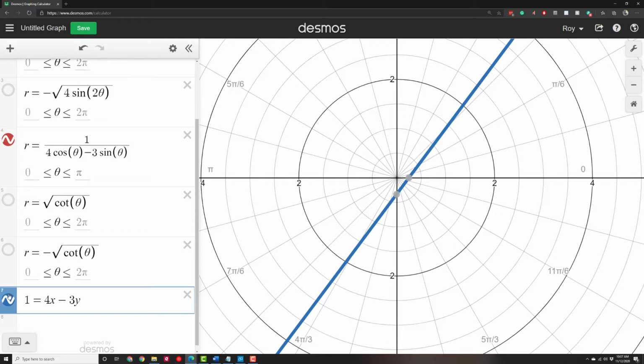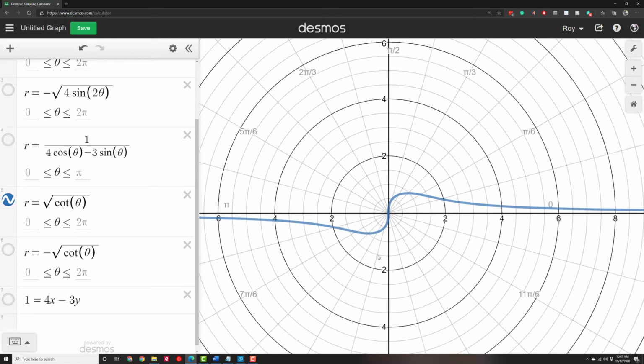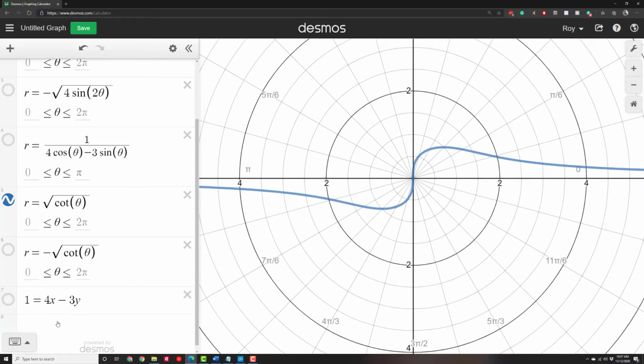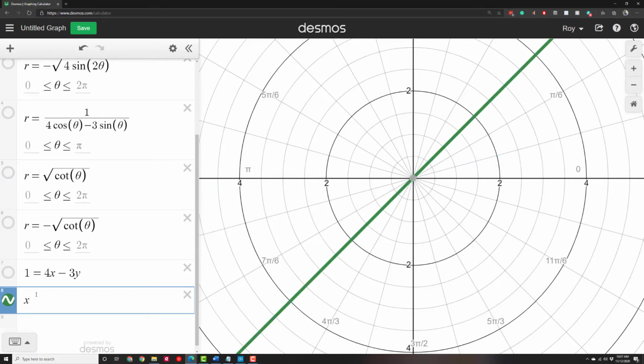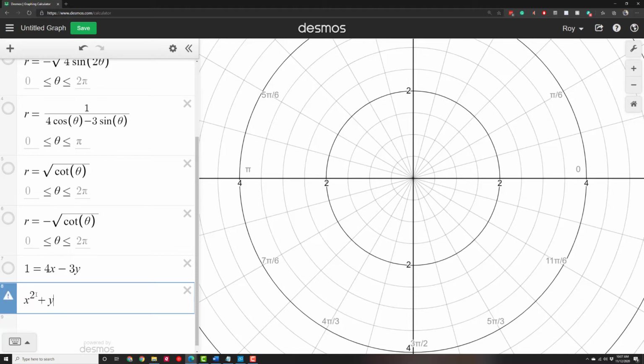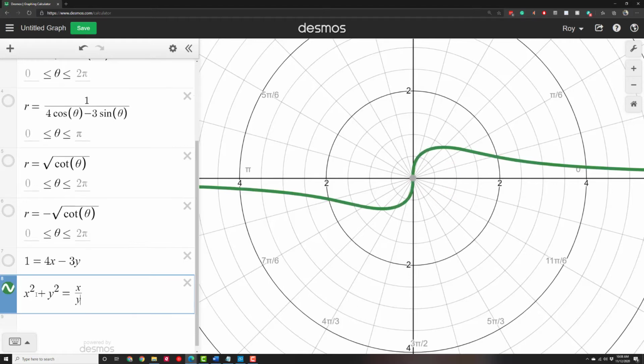The last one was r squared is equal to the cotangent of theta, which gave us a weird rectangular equation. This is what it looks like. Very beautiful equation. And remember, the rectangular equation we got from that one was x squared plus y squared is equal to x over y. So let me turn this off and I'll just type in here x squared plus y squared is equal to x over y. And you can see that's the same exact graph. In fact, let me turn that on again. There you go. The same graphs.